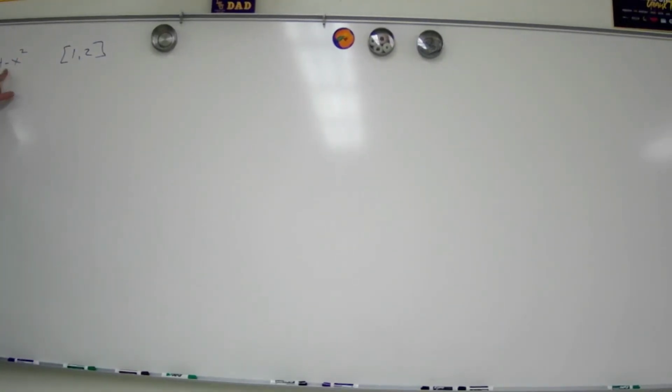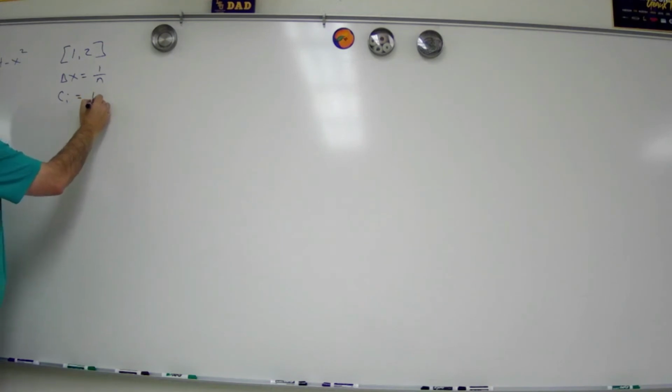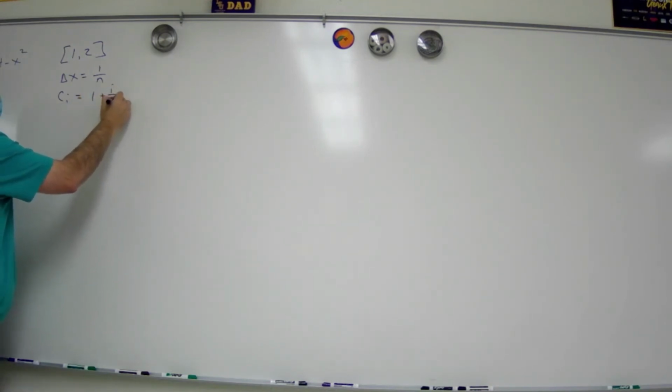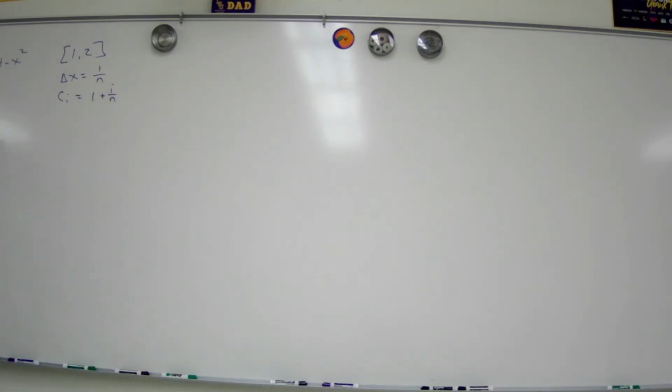All right, so we have 4 minus x squared. We're doing the bounds from 1 to 2. What is my delta x? 1 over n, because it's 2 minus 1 over n. If I have to pick a c sub i, what are we going to do? 1 plus i over n. Everybody good so far?